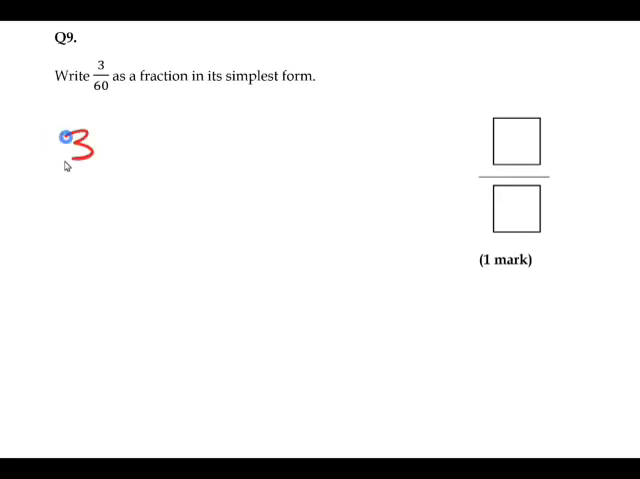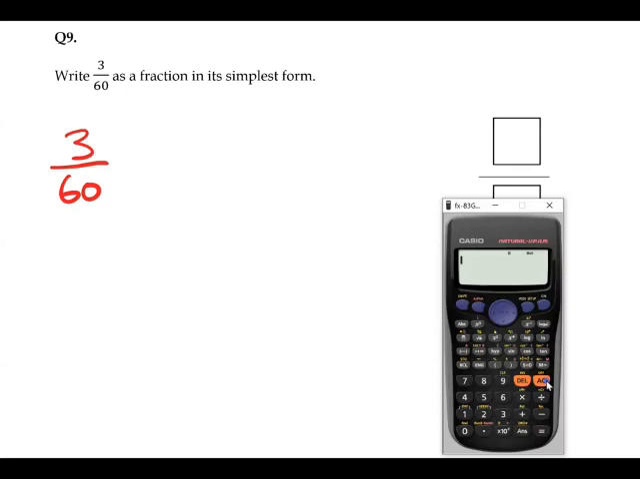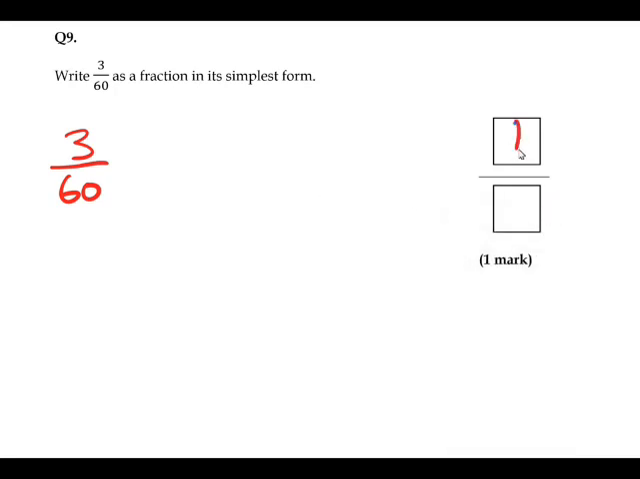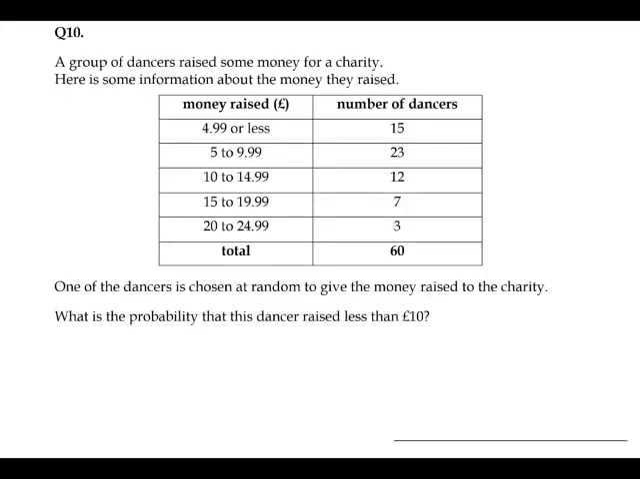Question 9, write 3 over 60 as a fraction in its simplest form. All we need to do this is put the fraction into our calculator and press equals, and it'll do it for you, and it's 1 over 20. Nice, straightforward mark.